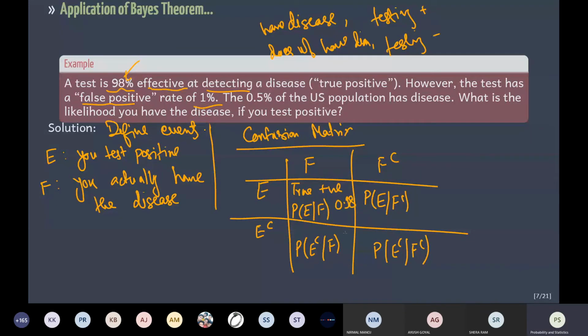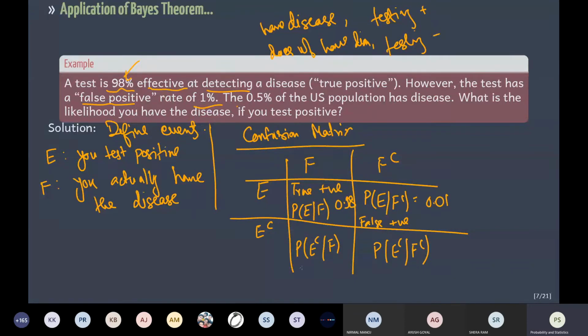Okay, and false positive is explicitly given here, which is 1%. So false positive is 1%. So this comes out to be, so this is the false positive case. F complement, which is you don't have the disease, but actually you were tested positive. So that is the case of false positive. Okay, so that is like 0.01.